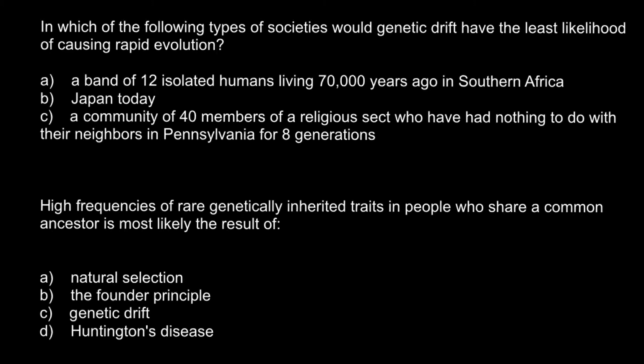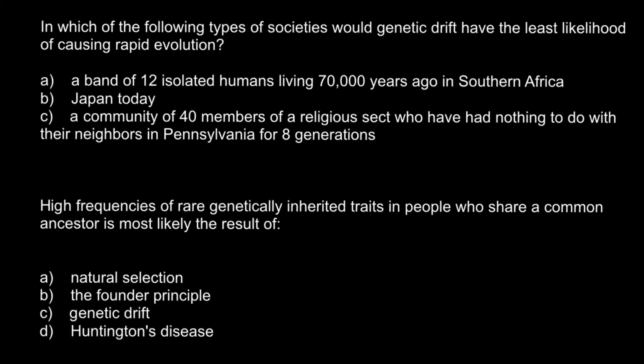So here is the first question: in which of the following types of societies would genetic drift have the least likelihood of causing rapid evolution? Answer A. A band of 12 isolated humans living 70,000 years ago in southern Africa. Answer B. Japan today. And C. A community of 40 members of a religious sect who have had nothing to do with their neighbors in Pennsylvania for 8 generations. So which answer to choose?